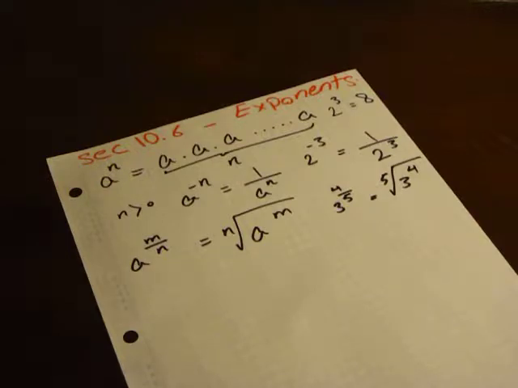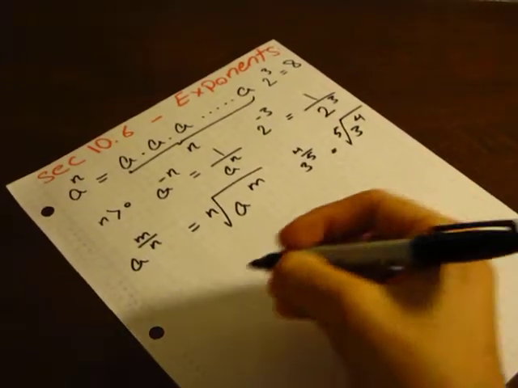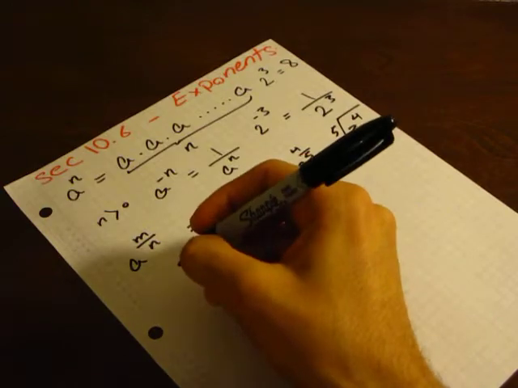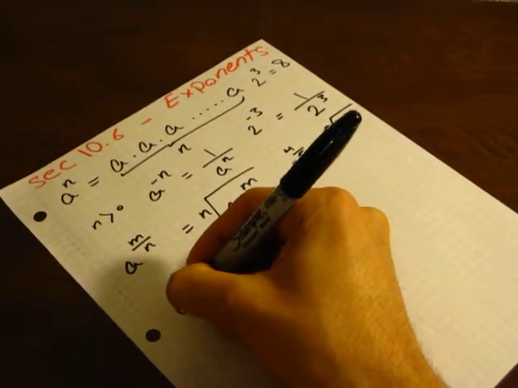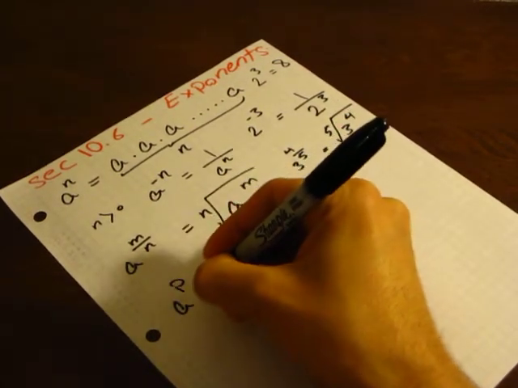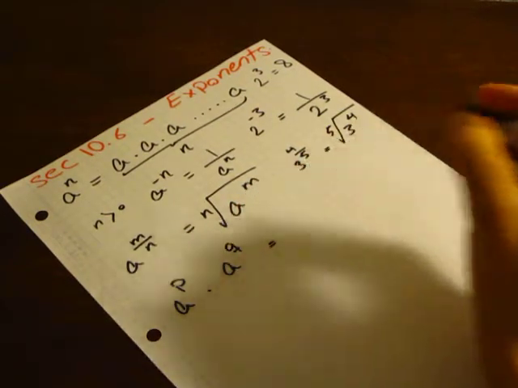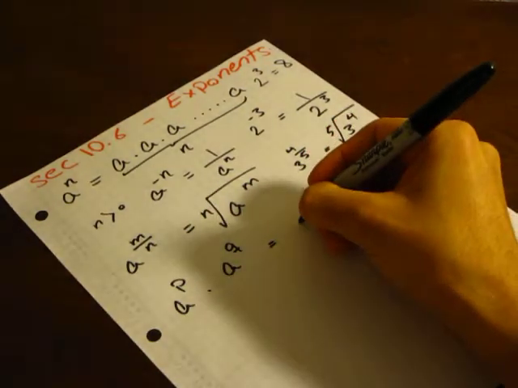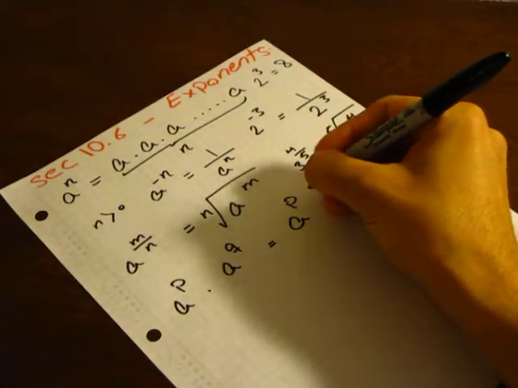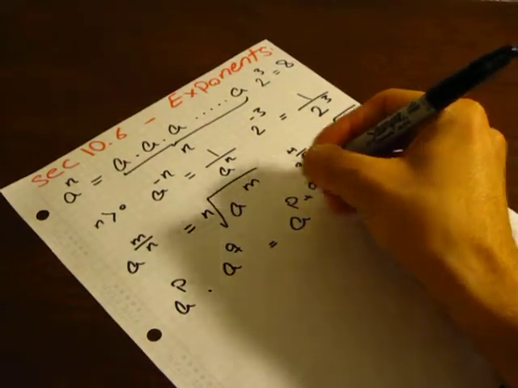So now let's take a look at some general rules when we are multiplying or dividing exponents by each other. So the first one is multiplication, a to power of p times a to power of q. This is a really simple one. I can rewrite it as a to power of p plus q.